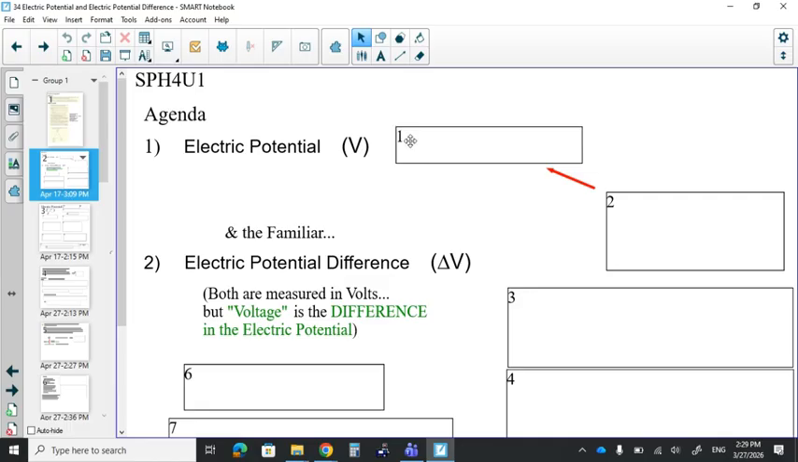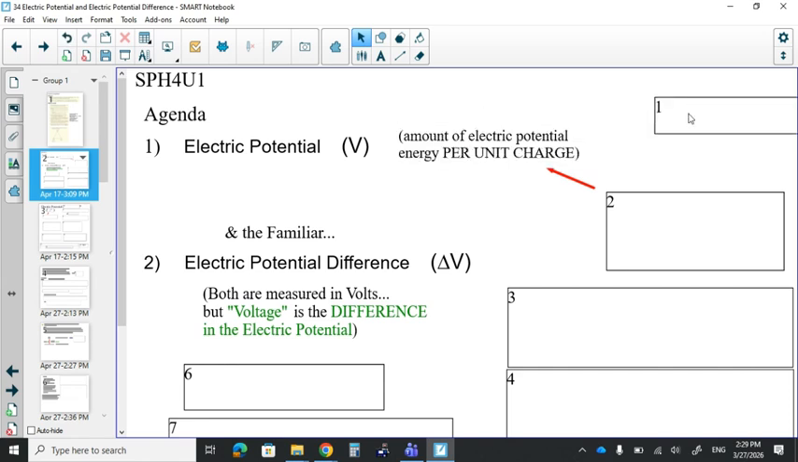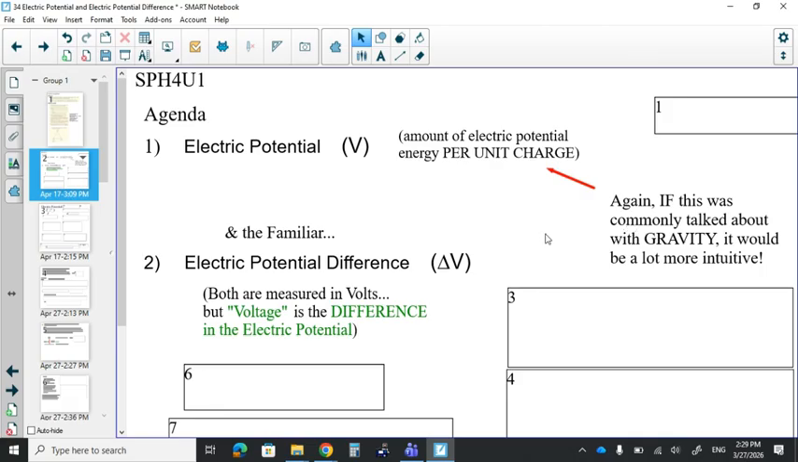So electric potential, this V, is the electric potential energy per unit charge. That's the only difference, it's energy per unit charge. It really is nothing different. It just sounds different, it's used differently, and so on. But you'll see how it gets used as we go through this. It's unfamiliar to us, right?